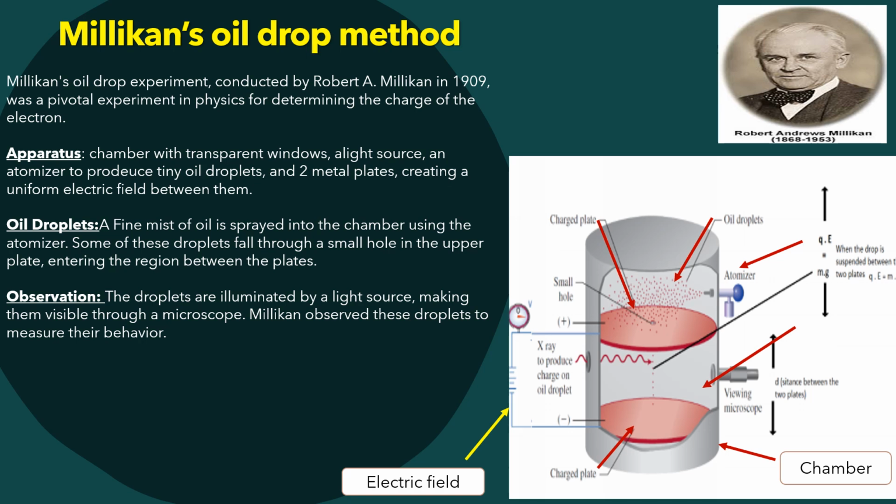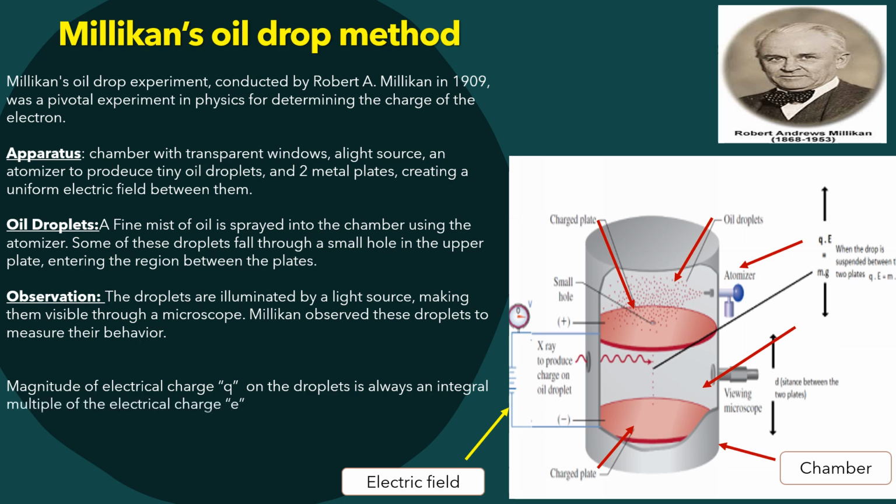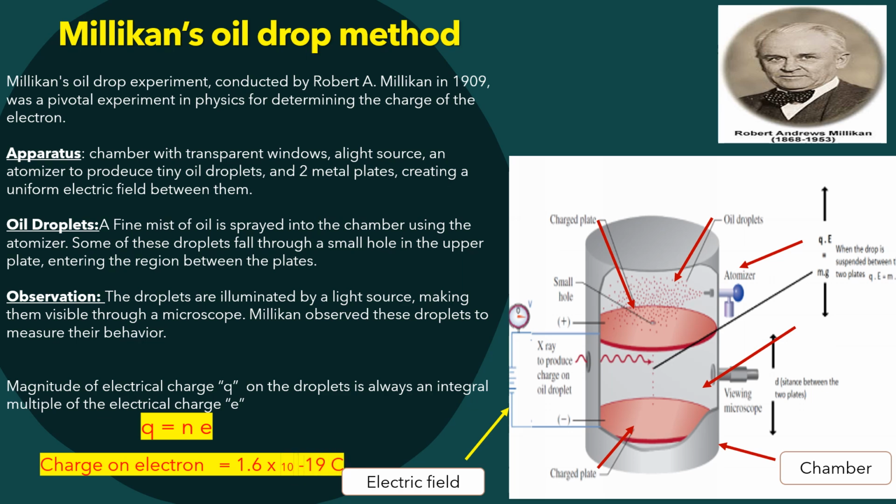By carefully measuring the effects of electric field strength on the motion of oil droplets, Millikan concluded that the magnitude of the electrical charge q on the droplets is always an integral multiple of the electrical charge e. That is, q = ne, where n = 1, 2, 3. So he calculated that the charge on the electron is 1.6 × 10^-19 coulombs. So this is the Millikan oil drop method.